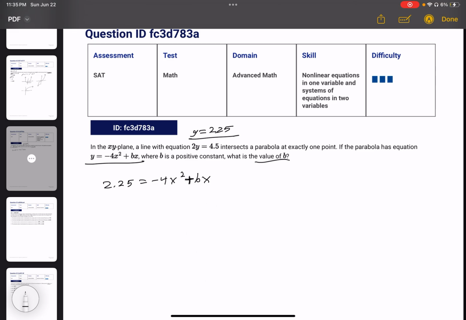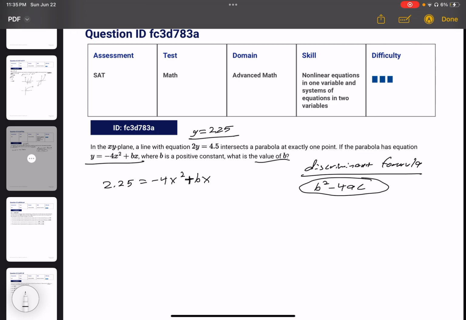And what we are used to doing is solving for x at this point, but the question's asking for b, and we can't really solve when there are two variables, except when we use the discriminant formula. So the discriminant formula is b squared minus 4ac.